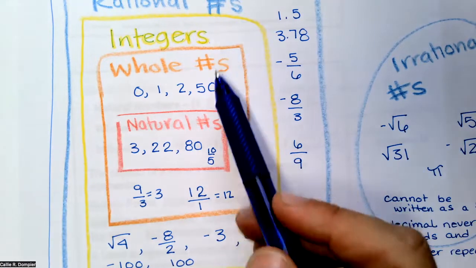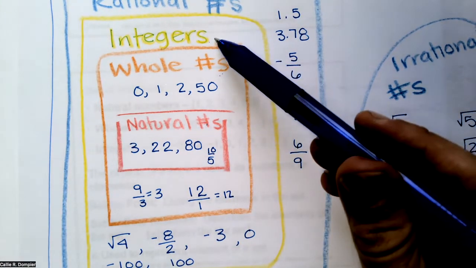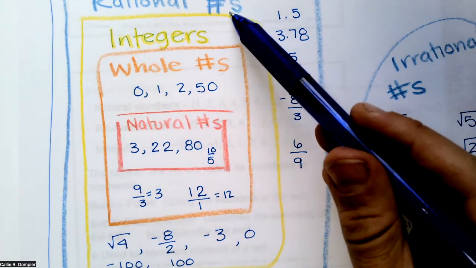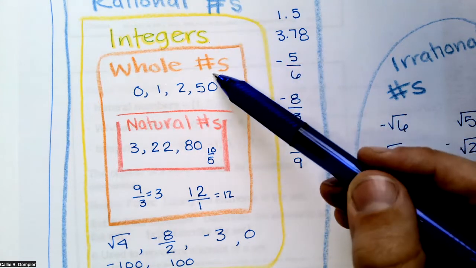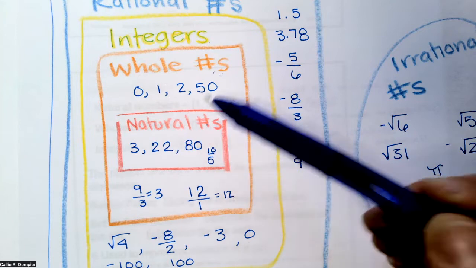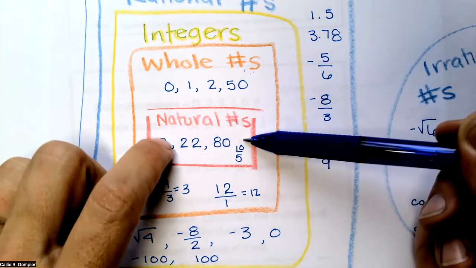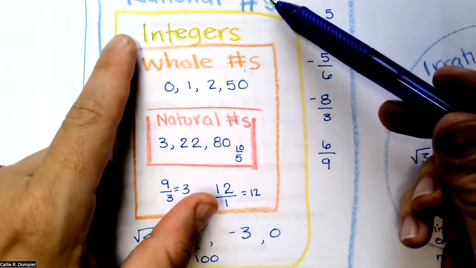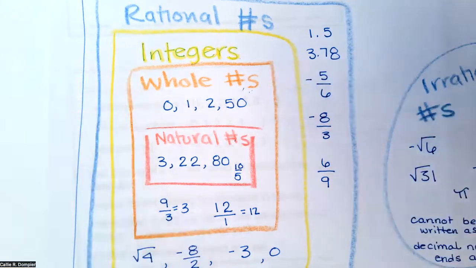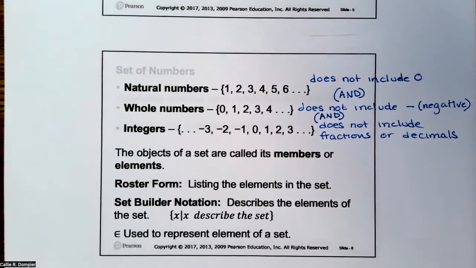All whole numbers are integers, all natural numbers are whole numbers, right? So if the integers include any rational number that's not a decimal or a fraction, then whole numbers will not include decimals or fractions, and natural numbers will not include decimals or fractions, right? Whatever the rational number definition is, we're adding "and not a decimal." Good? All right, so now we're going to put numbers into sets.